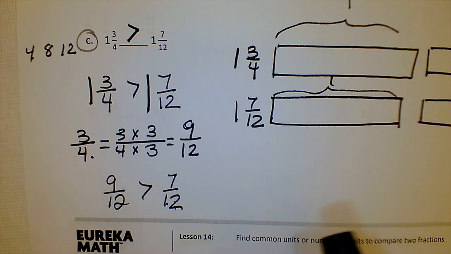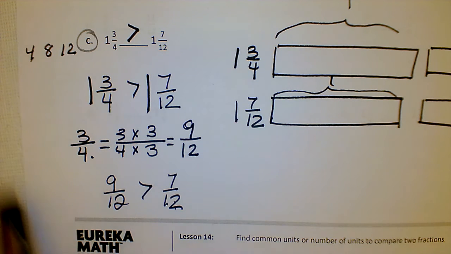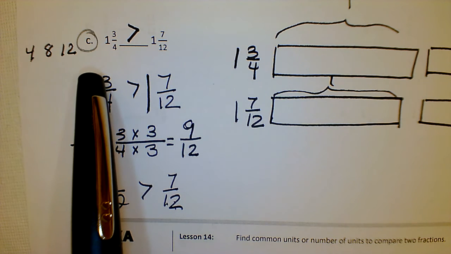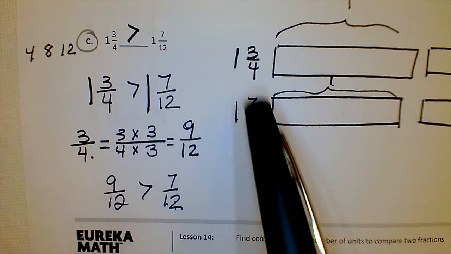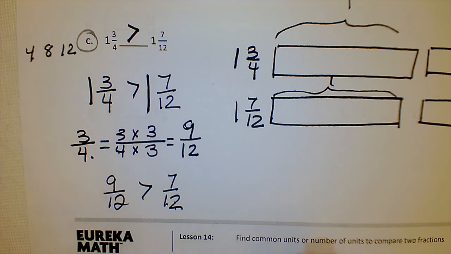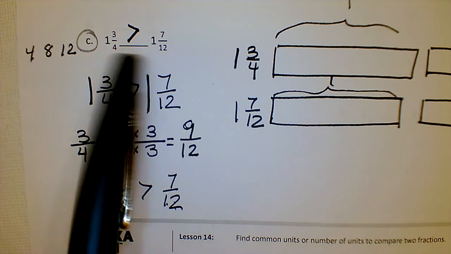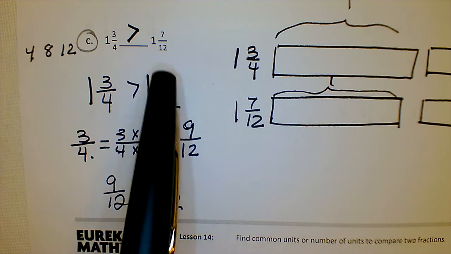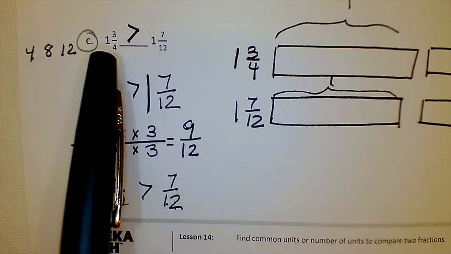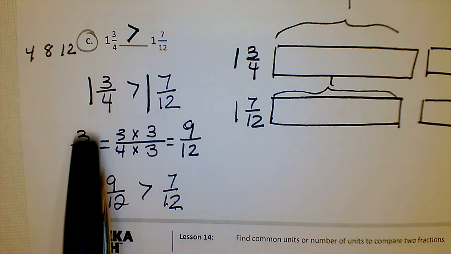So again, this is from lesson 14 problem set. This is question 3C, and we already did the mathematical proof for showing that 1 and 3/4 is greater than 1 and 7/12. We did that because we saw that 4 and 12 are related. They have related denominators, because 4ths can be turned into 12ths. And so we went ahead and did that.